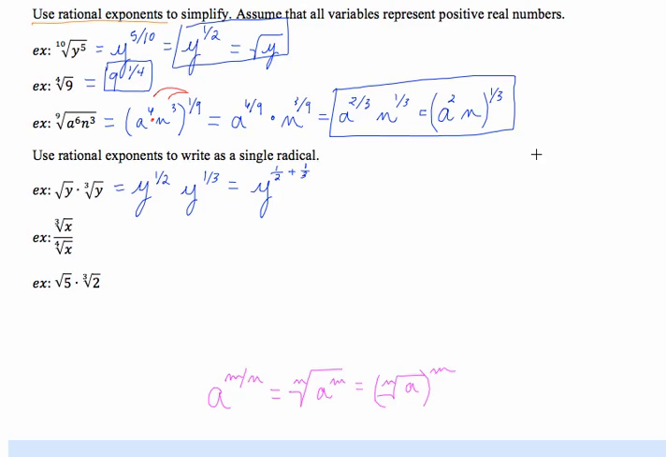Let's go off into some scratch work over here. 1/2 plus 1/3. We need a common denominator. How about 6? That would give us 3/6 plus 2/6, which is 5/6. So this is equivalent to y to the power of 5/6. Now that we can rewrite as a single radical, which is what the directions say. We could write it as the 6th root of y to the 5th.